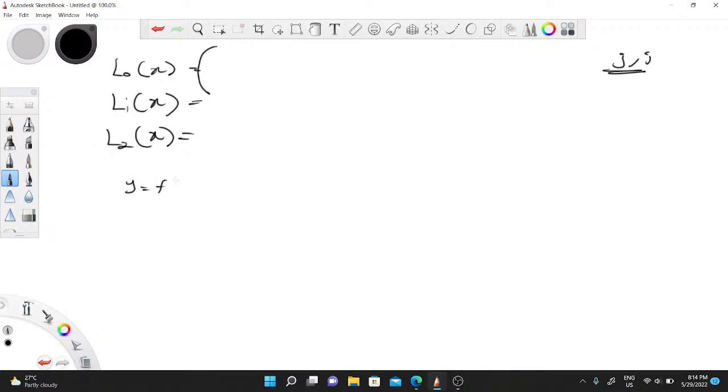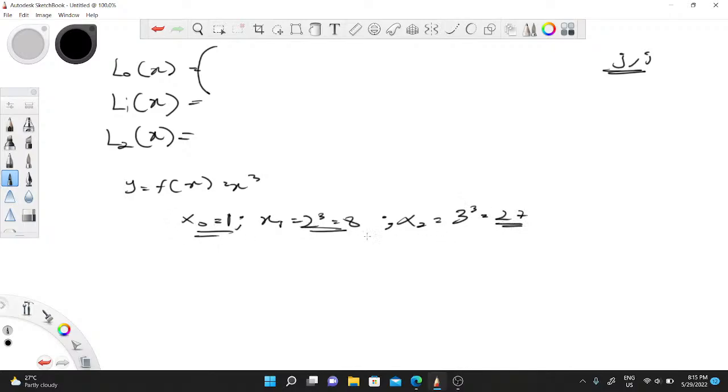The thing is that you've been given y is equal to f of x is equal to x cubed, right? So that means f of x0 is equal to 1, because 1 cubed. f of x1 is 2 raised to the power 3, giving you 8. f of x2 would give you 3 raised to the power 3, giving us 27. That's what you would first find. So now you have 1, 8, and 27 as values. Perfect.